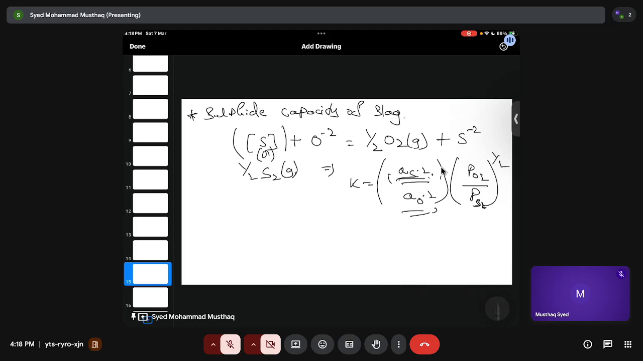Now again, there are some more things, so we'll just brush up on them and not go deep into them. Now, what is the next property that we need to discuss? We need to discuss slag viscosity. So let's go with slag viscosity.